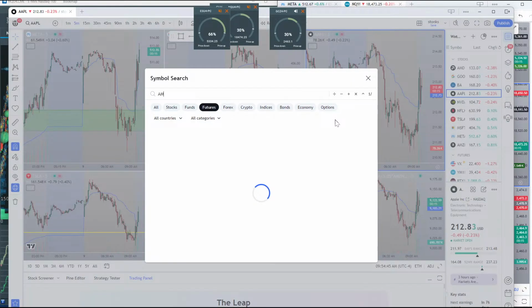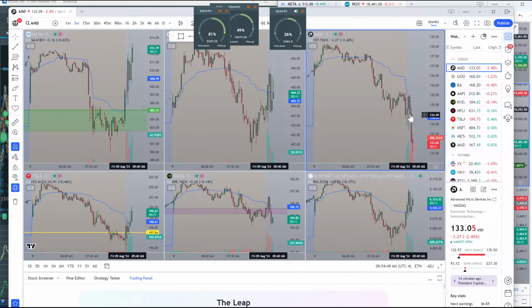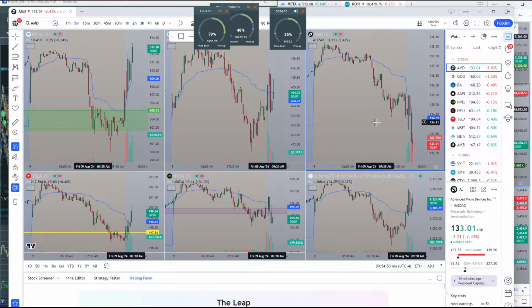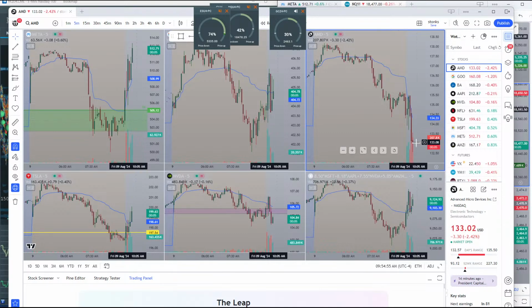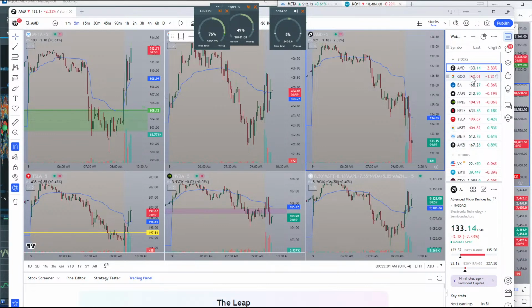We could check out AMD right here on our chart. Look at that. AMD is definitely the weakest. We would look for puts on AMD with the market also trending in our favor. Look how weak AMD is compared to Meta, which is super strong right now. And we would be able to see that with just this watch list. So super helpful.